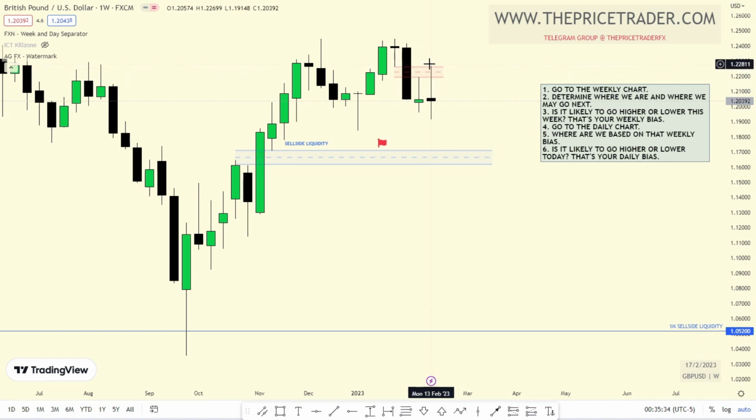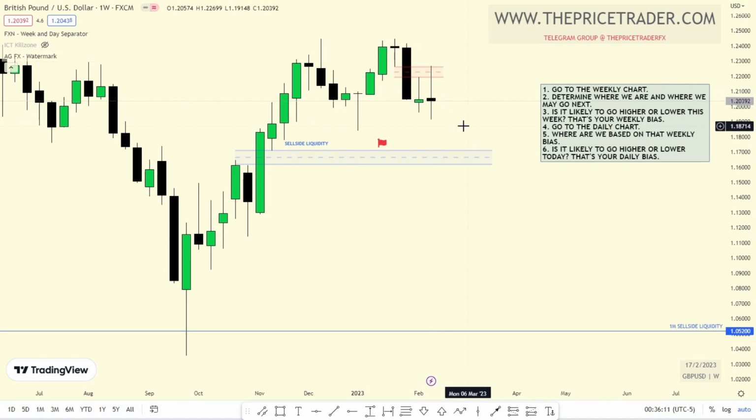Once it filled it, we see that we got rejection. That's the first signal that will give you confidence of where the market may go next. Once you have this rejection from an imbalance, then we know that this imbalance is sensitive to price. So the next thing we want to do, we know that this market has rejected this imbalance, you want to ask yourself, where is it likely to go next? Is it likely to go higher into the next week now? Is it likely to continue higher, or is it likely to go lower?